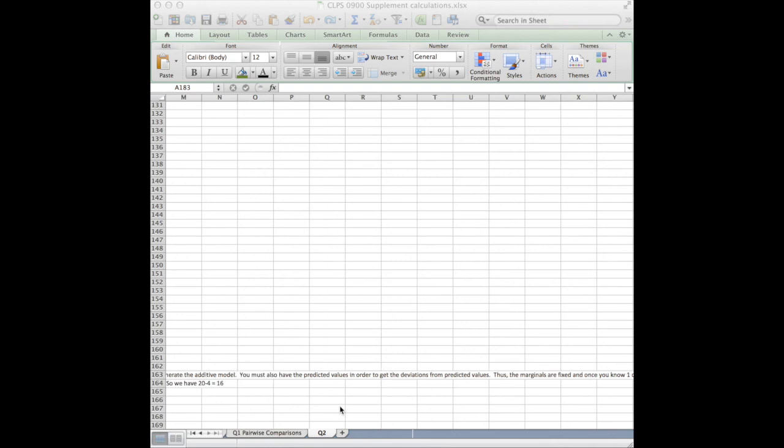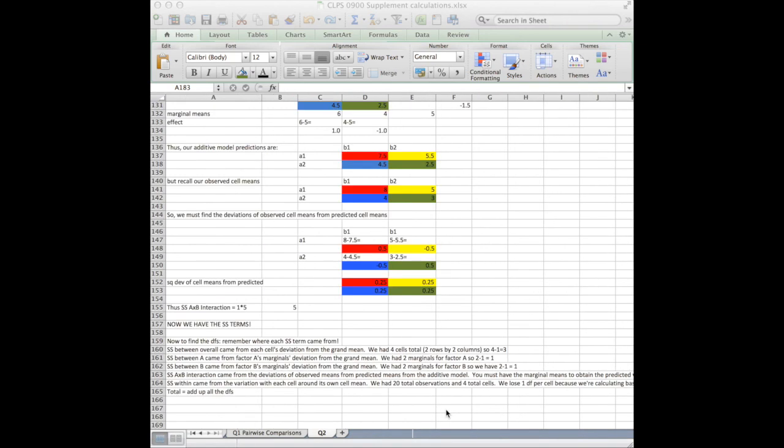Also, you must have the predicted values in order to get the deviations from the predicted values. Therefore, you know that the marginals have to be fixed. And then once you know the one cell mean, you have to know the rest based on the marginals. Sorry for the typo. Therefore, in the 2 by 2 ANOVA, you would have 1 degree of freedom for the interaction. Lastly, the sums of squares within term came from the variation of each cell around its own cell mean.